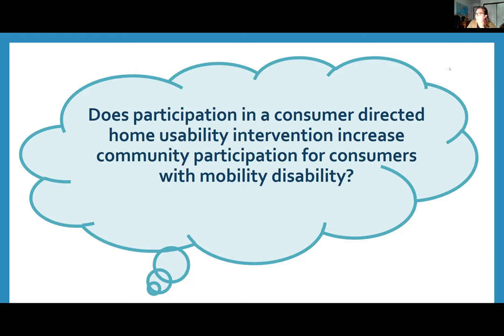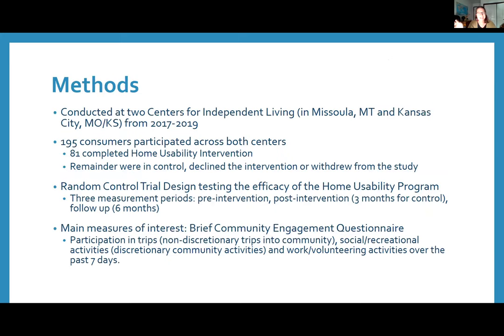I'm fiddling here with my screen stuff to make it so. This study was conducted across two centers for independent living. Oh, and I just got the chat that there's some background noise. Please let me know if that gets worse and I can try to find my headset. I think my computer is running hot. I believe that's what it is. Please let me know if it gets too loud.